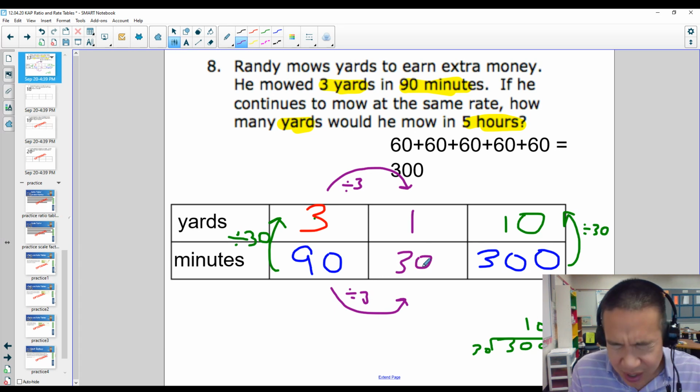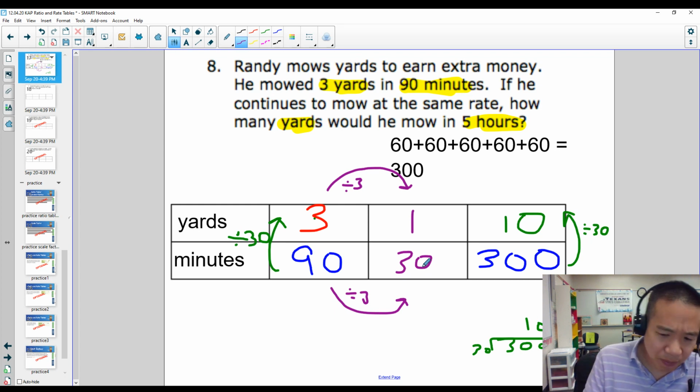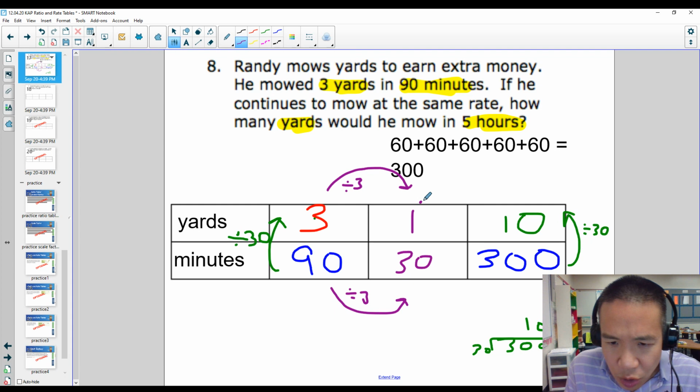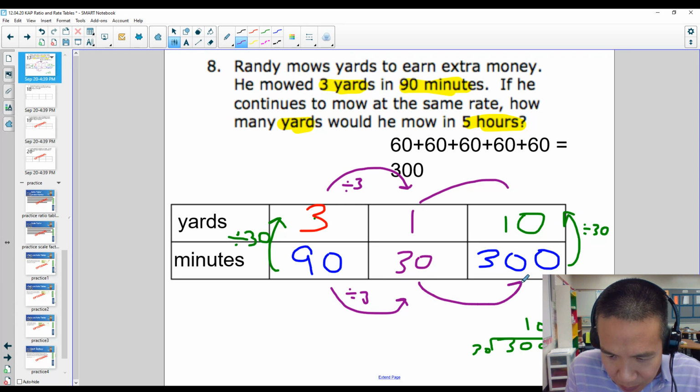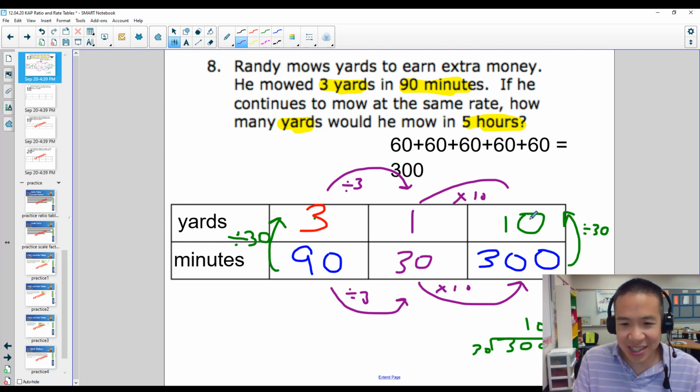Which makes sense. If you think about it, if you're cutting your front yard, it takes about 30 minutes, and then the backyard. So what if I want to mow 300 minutes? How do I build it up from 30 minutes to 300 minutes? Times 10. Hey, the answer is 10 as well.